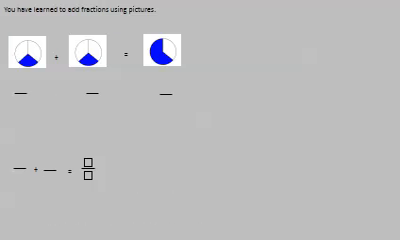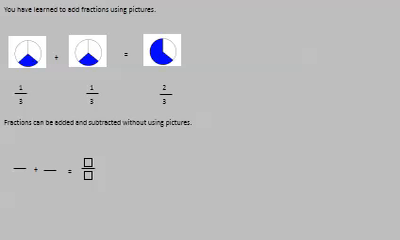Now we have learned before how I can add fractions using pictures. If you look at the first picture, we have 1 part out of 3, and in the second picture we also have 1 colored part of 3. So all in all, we have 2 colored parts out of 3. So how can I add those 2 fractions when I add the colored parts that I have?